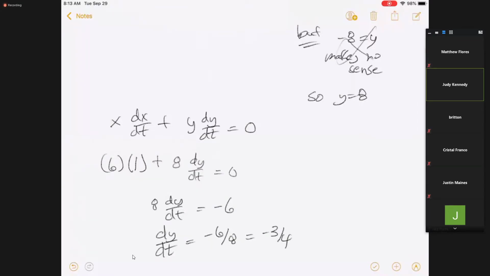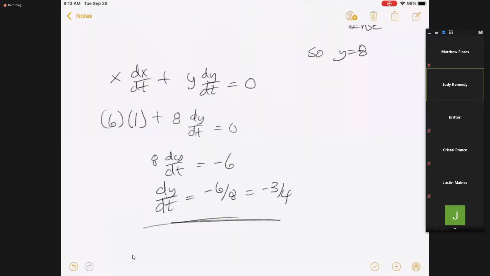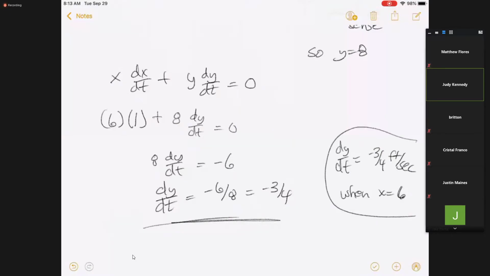So dy dt, the minus means that y is decreasing, and that's true, right? Because the top of the ladder is sliding down the wall. And that distance from the ground is decreasing. Dy dt then is minus 3/4 foot per second when x is 6. Any questions?